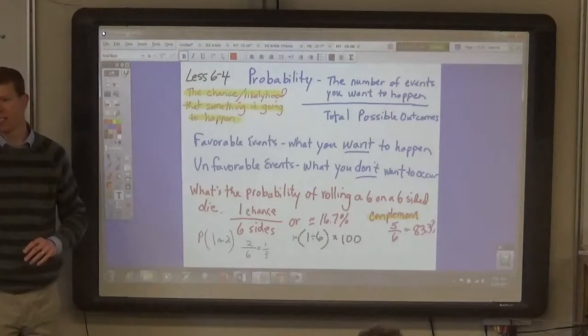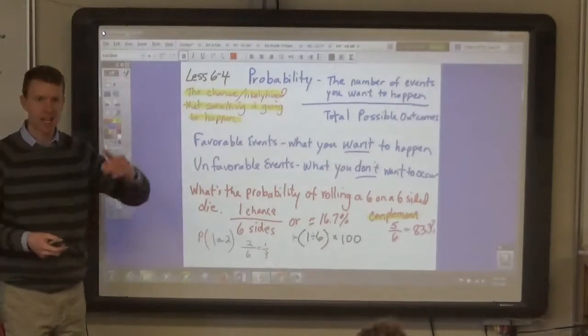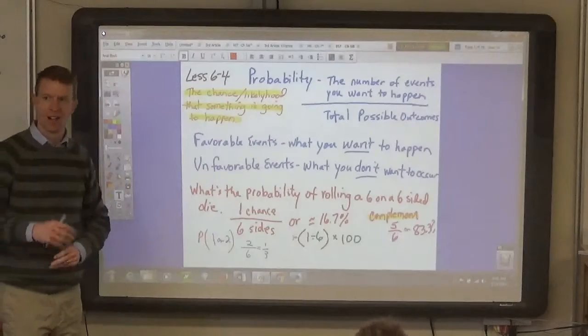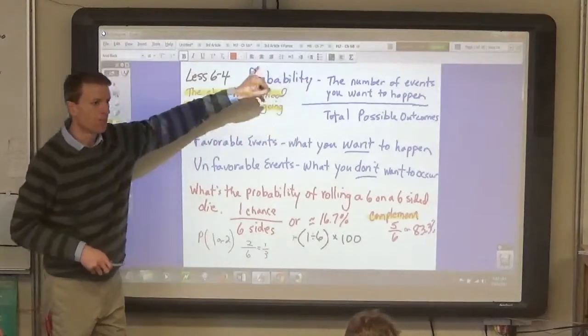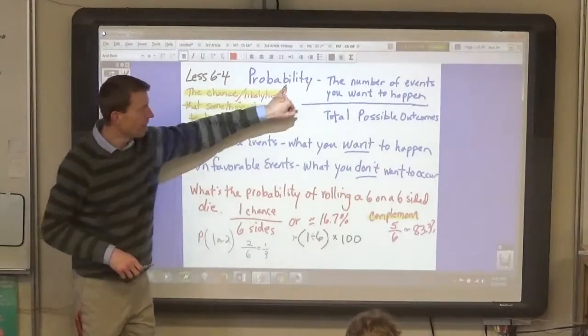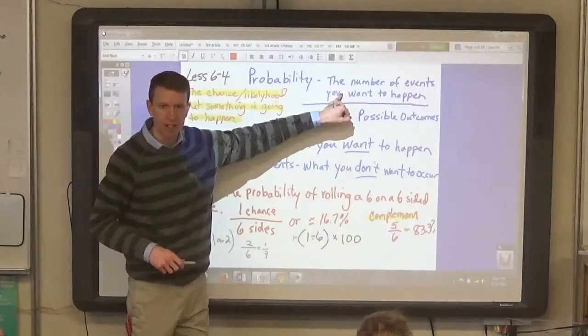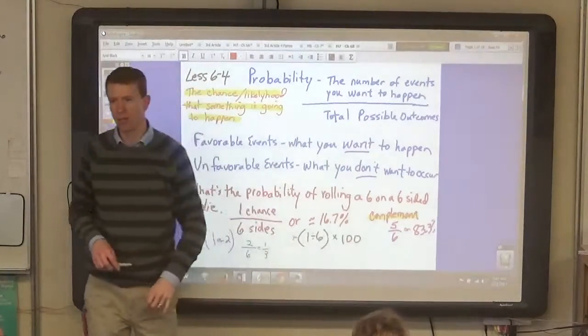The chances that it's going to snow today. The chances that it's going to rain tomorrow. The chances that the temperature will be this or the temperature will be that. The high and the low temperature. Those are all based on factors. And so we call that probability: the number of events that you want to happen over the total possible outcomes.